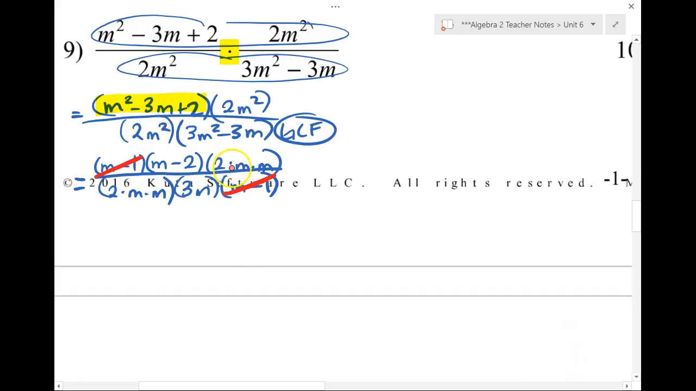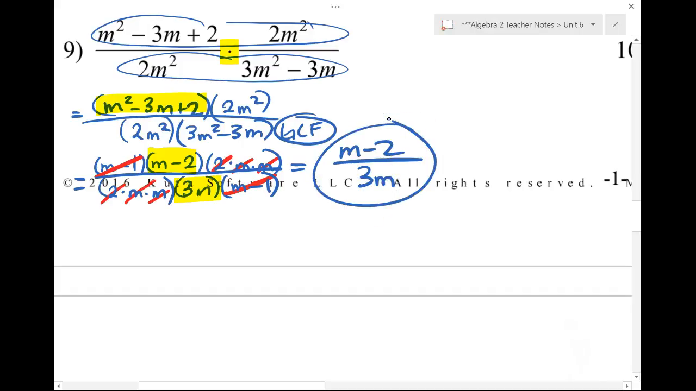All right, next one, this 2, m and m. Well, I see a 2 here, 2 there, m there, another m here, and another m there. And boom, that's all we can cancel out. There's no m minus 2, and there's no 3 over there to cancel out. So that's what we're left with. So rewrite your expression as m minus 2 over 3m. Come on down.